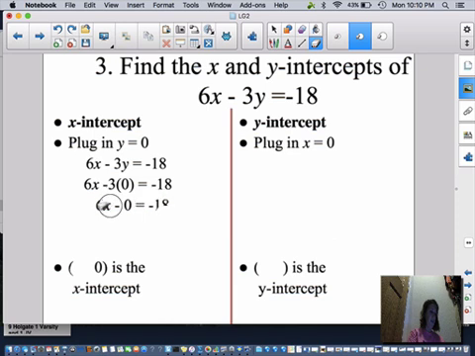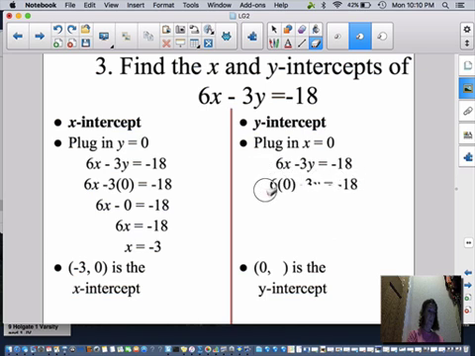3 times 0 is 0, so I'm just left with 6x equals negative 18. Divide by 6 on both sides, so x equals negative 3. So my ordered pair is negative 3, 0. Okay, so for the y-intercept, we plug in 0 for x. So again, we know that our point is going to be 0, something, so we plug that 0 in.